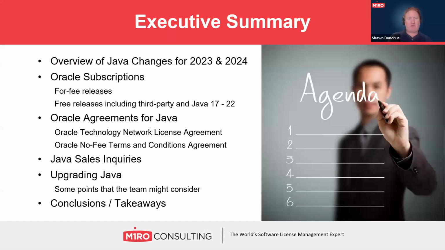So this is what we're going to go over today. We're going to overview the Java changes for 2023 and 2024 to make sure everybody's up to date. We're going to talk about which versions are free, which are not, and under what conditions they are free and when they are not. We're going to talk about the different types of agreements that you might have for Java, if you've already subscribed in the past, or you want to know what the original licensing agreements were with Java. We're going to talk about Java sales inquiries, which are audits. And we are going to talk about upgrading your Java and what your options are.